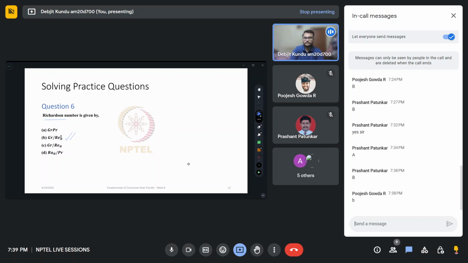So what is Richardson number given by? Question number 6 of today's session. Is it option A, the product of Grashof number and Prandtl number? Option B, the ratio of Grashof number with Reynolds number squared? Is it option C, the ratio of Grashof number and Reynolds number directly? Or is it option D, the ratio of Rayleigh number and Prandtl number?